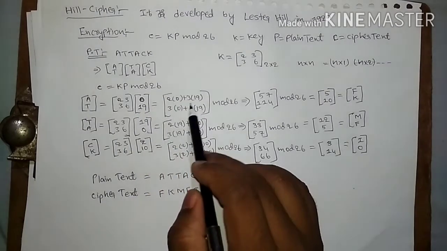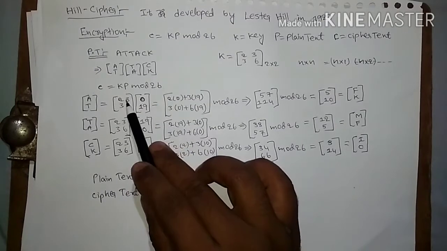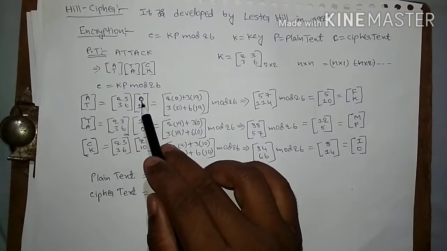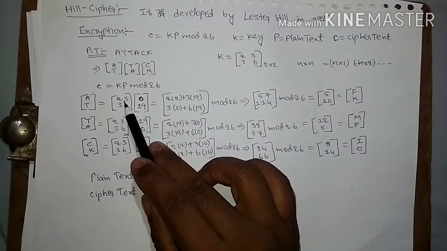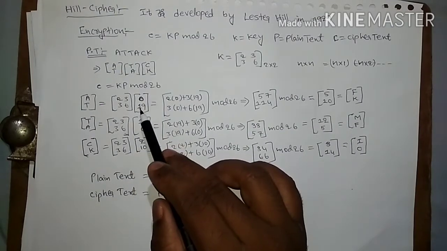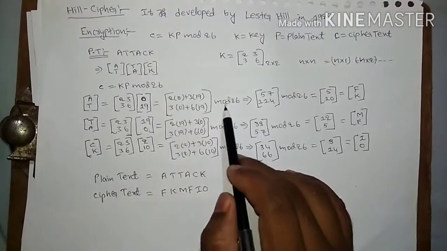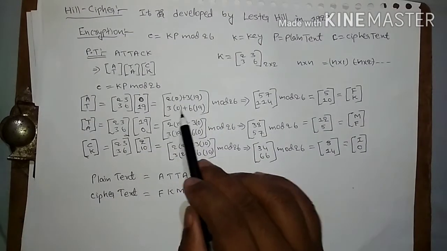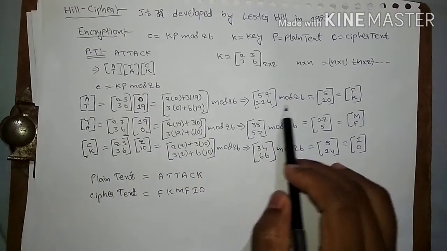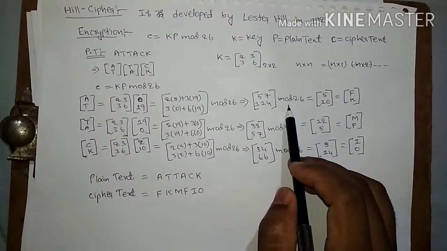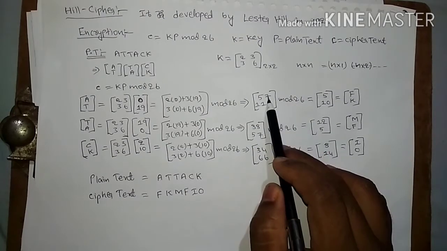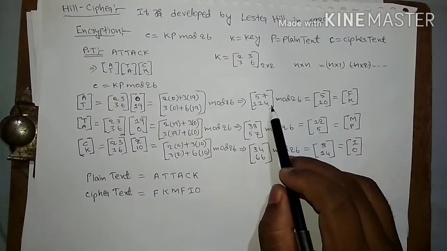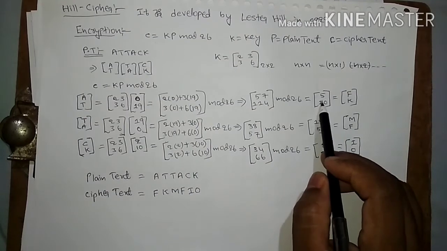Multiplication: 2 into 0 plus 3 into 19, row into column, the first row first element into the first column first element, plus the first row second element into the first column second element. This is matrix multiplication, modulus 26. 2 into 0 plus 3 into 19 is 57. 3 into 0 plus 6 into 19 is 114. After applying mod 26 on 57, the remainder is 5. After applying mod 26 on 114, the value is 10.